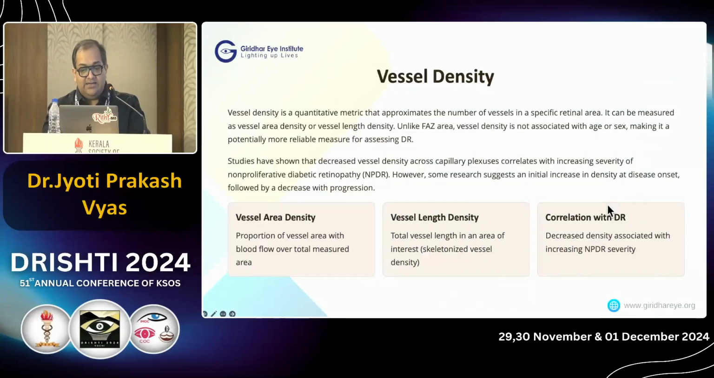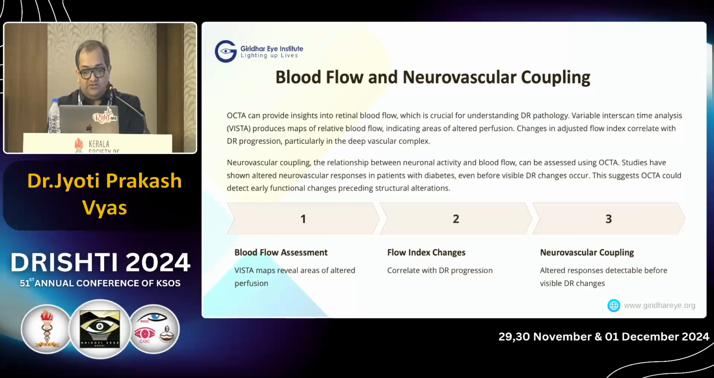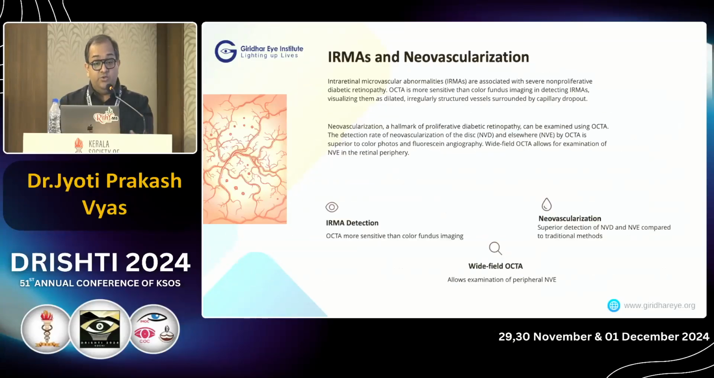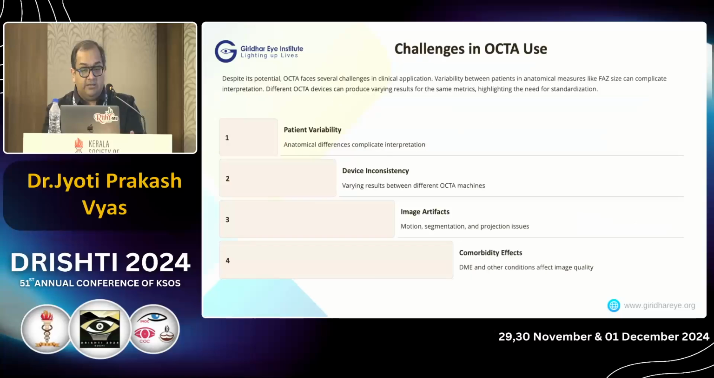Vessel density, again, as previously mentioned, blood flow and neurovascular coupling. Neurovascular coupling is mainly about altered responses that are detectable even before visible diabetic retinopathy changes come in. So this is something to look forward to in the near future, because as of now, our basic understanding of the investigative modality and the availability of these tools is not very rampant. It is only restricted to some institutional and large practices. The other things which are probably very useful are the identification of ERMAs and neovascularization, which are very well delineated.